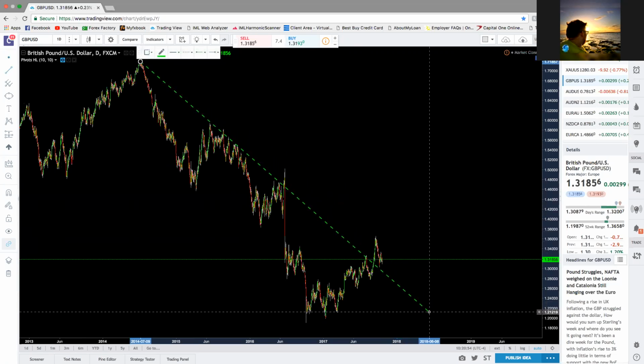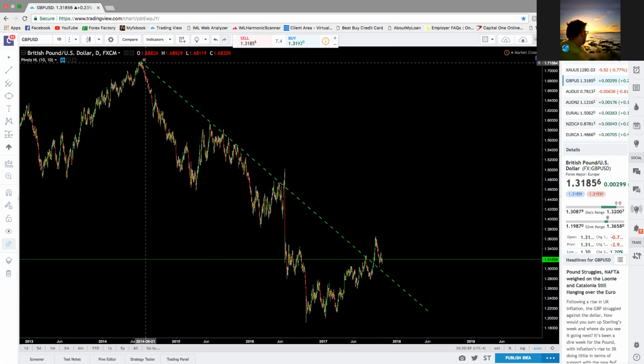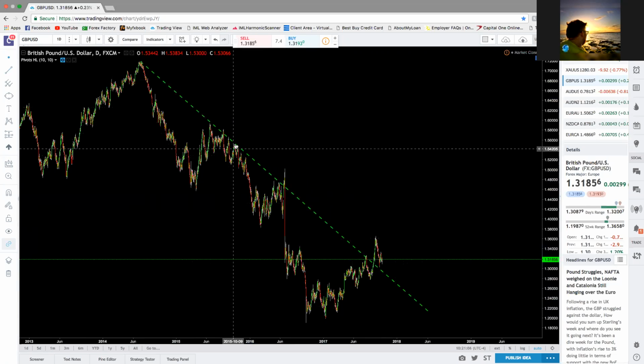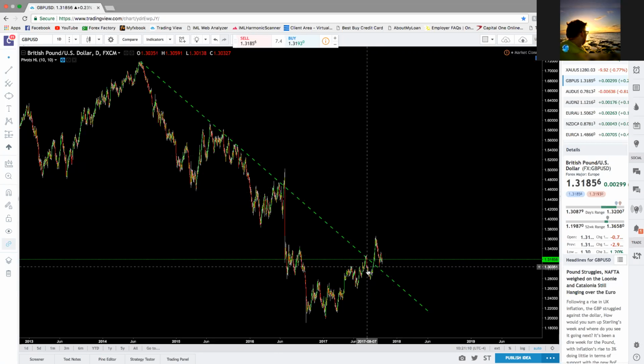We're starting on the daily right here. Boom! Look at that trend line. That is a beautiful trend line down. If you guys are new to trend lines, we got one touch here. This is just a support and resistance line on its side. Another touch, another touch, another touch, another, and then it finally breaks it.